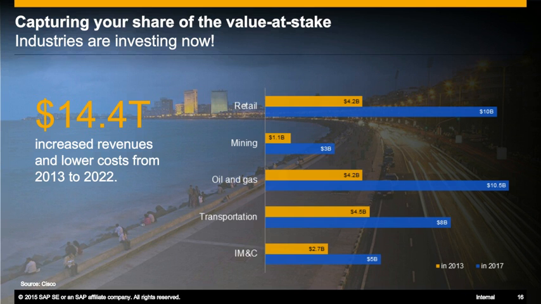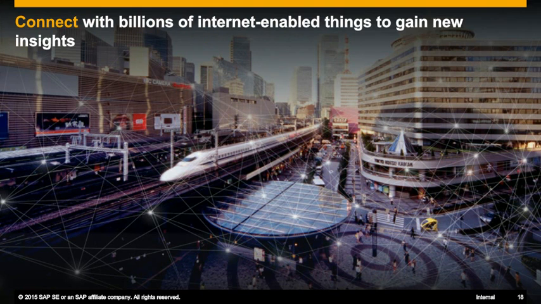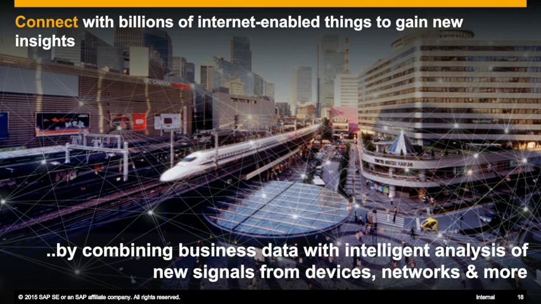So what should you do? Actually, three things. First of all, connect your Internet-enabled things to gain new insights. And how do you do that? By combining your business data with an intelligent analysis of the data from your devices, networks, and other data sources.